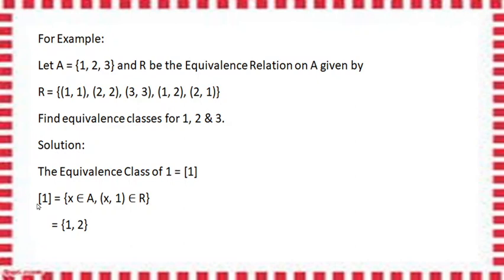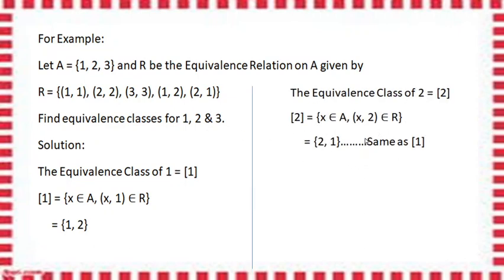Now if we have to talk about the equivalence class of 2, it means the second number is confirmed, that is fixed, that we have 2 at the second place. So we have to find out all those elements which are related to 2. Let's look at our relation. First is this 2 and another one is this 1. So 2 and 1, these are two elements which are related to 2. So these two elements will come in the equivalence class of 2.